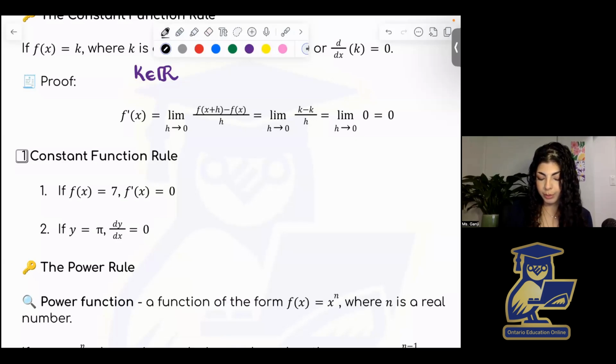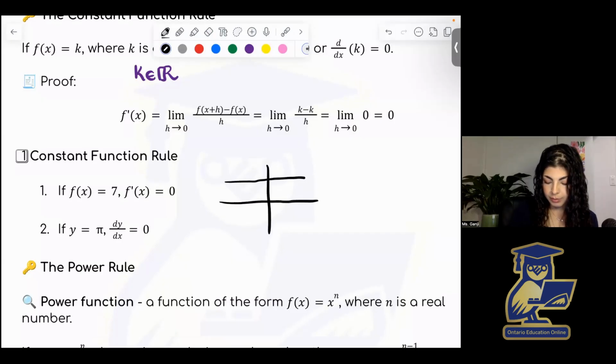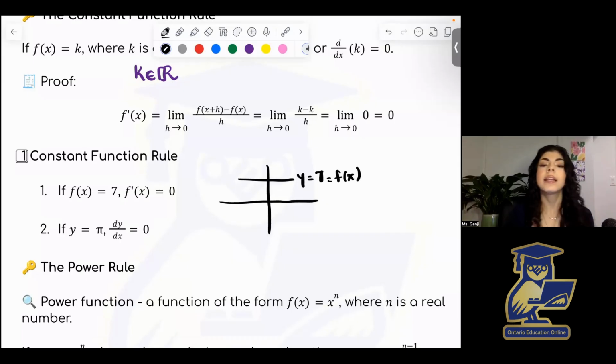Okay, and if we interpret this graphically, so let's say this is y equals 7, or f of x is 7, then the rate of change here is 0. So we're not actually changing. So we just say the derivative is 0 because the rate of change is 0.